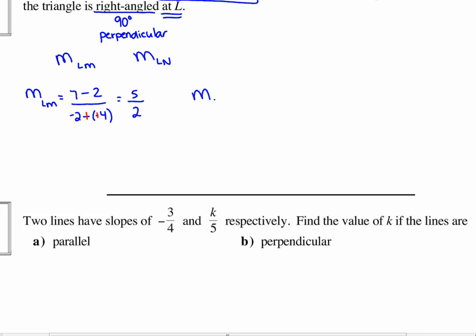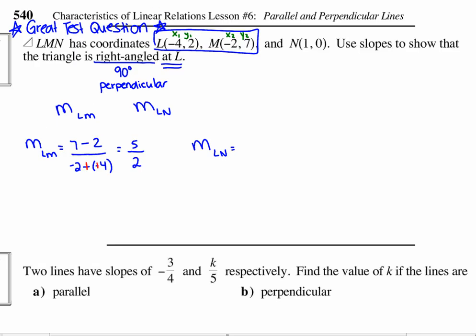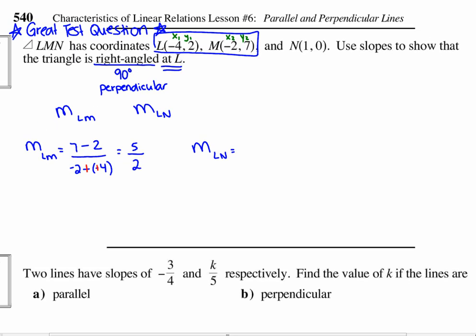Now let's do the slope of LN. So we're looking now at L and N. So Y2 minus Y1, second Y value. Which one's the second Y value? 0 minus first Y value. Second X value? 1 minus first X value? -4. 0 minus 2? -2. 1 minus -4? +5. Because you're subtracting a negative, we're adding.